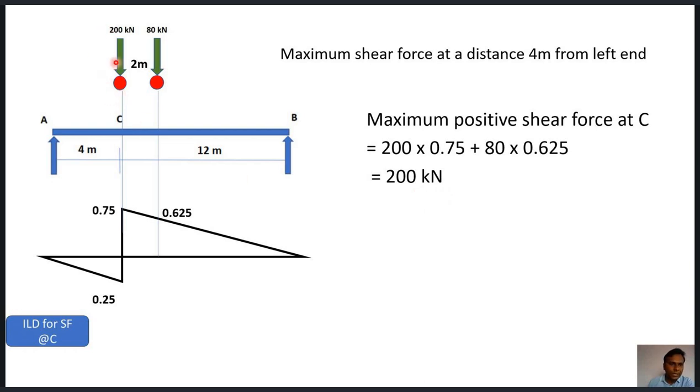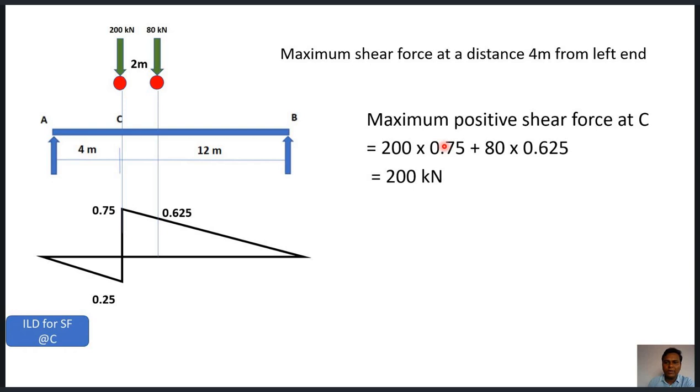Be careful about that when you are placing this 200 kilonewton at C. Here there are two values of the ordinates. The one value is for just right of the point C and the second one is for just left of the point C. Here you have taken 200 into 0.75, meaning that this 200 kilonewton force is placed just right of point C. Hence you are taking it as 0.75.